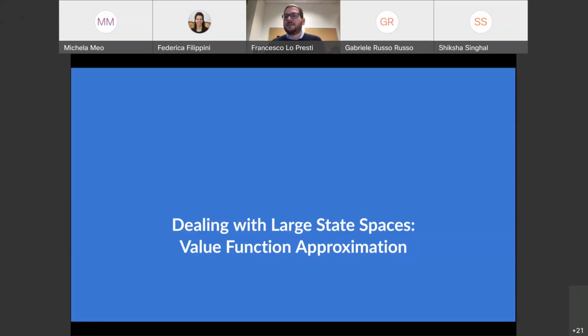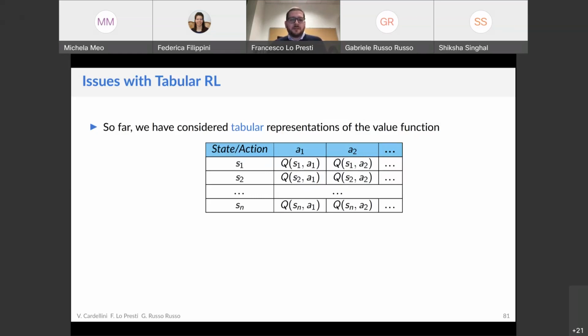Then the final part of this tutorial. In this part, we'll discuss how to deal with large state spaces, and in particular, we'll discuss value function approximation. So far, we have considered so-called tabular representations of the value function. So we have assumed we rely on a lookup table, which allows us to store and update the value of any state and action at any time.